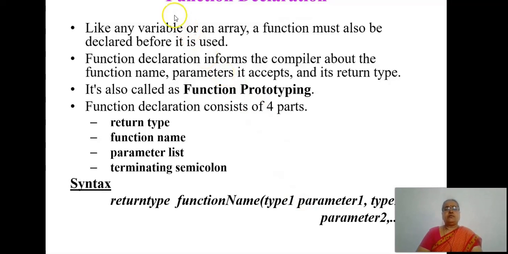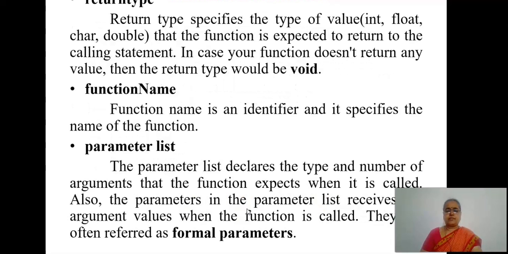Then we see one by one, function declaration. Like any variable or an array, a function must also be declared before it is used. A function declaration informs the compiler about the function name, parameters, and the return data type. It is also called a function prototype, and it consists of four parts. They are return type, function name, parameter list, and the termination, that is the semicolon at the end. Okay, this is the syntax of a function declaration.